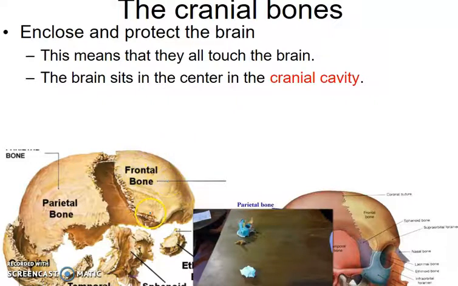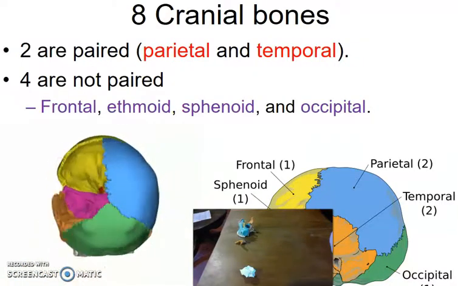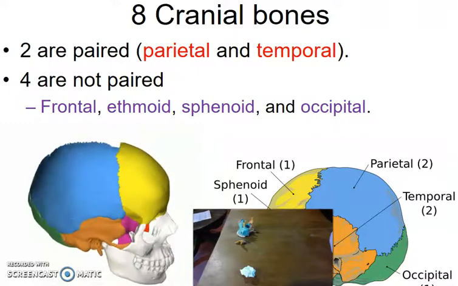So I labeled that same skull here. So frontal, parietal, occipital, ethmoid, sphenoid, and the temporal bone. So they're named for the regions. And they make up the cranial cavity. Whereas the facial bones, oops, there's 14 of them. And 2 of the cranial bones are paired, the rest are not paired.